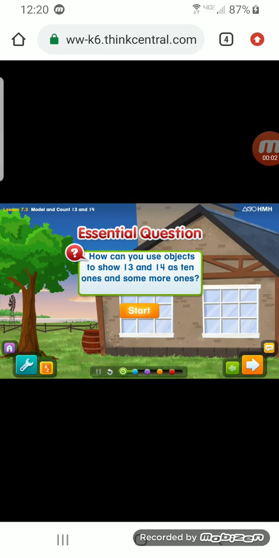Hi, kindergartners. Let's practice the number 13 and 14 today. How can you use objects to show 13 and 14 as 10 ones and some more ones?